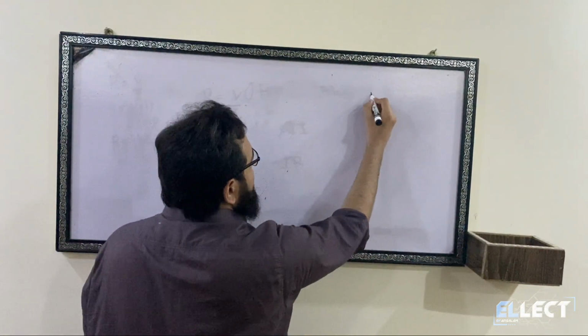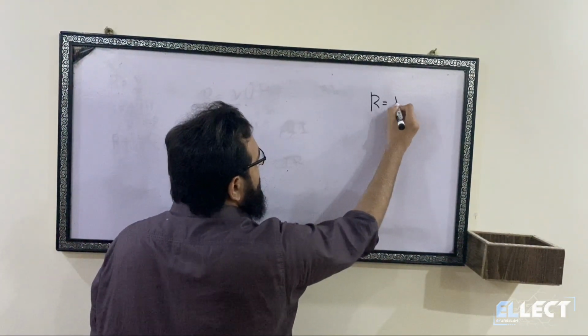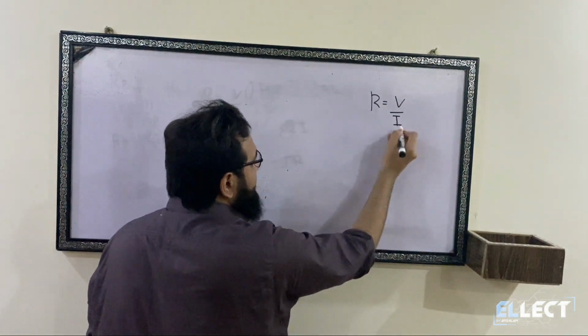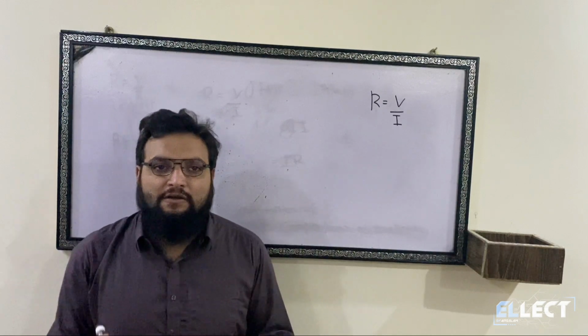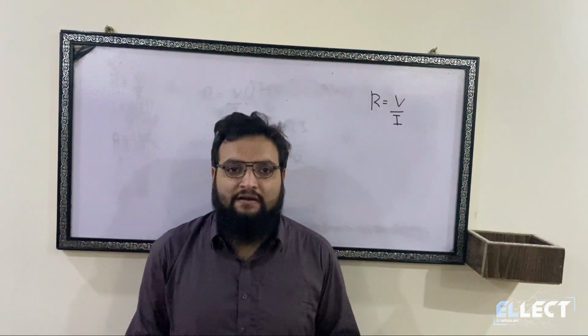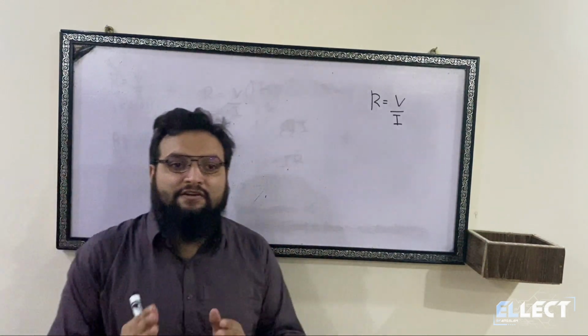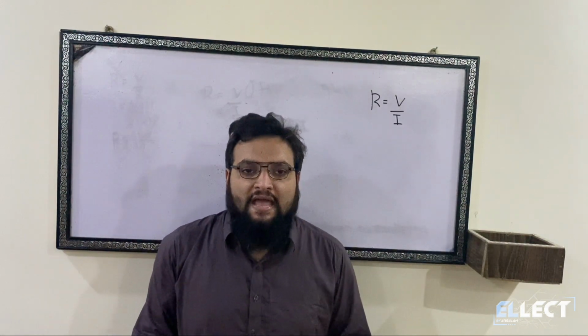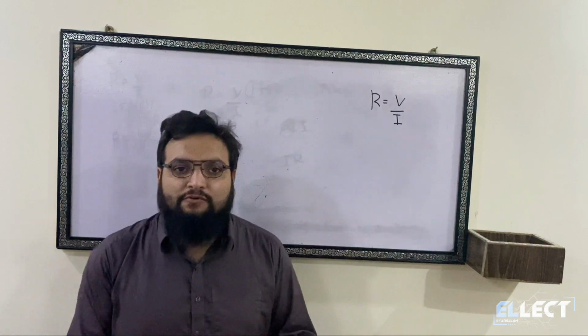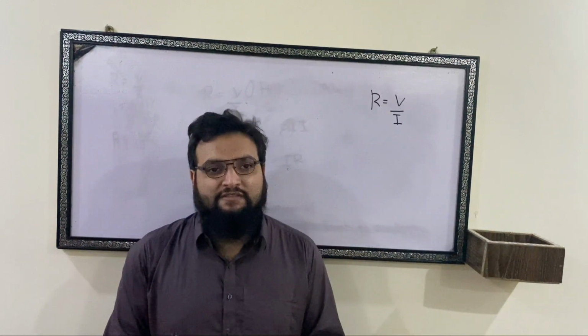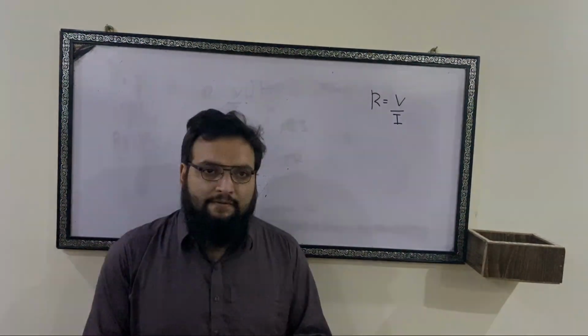From the expression R is equal to V over I, it is shown that if we want to increase the value of current, we have to decrease the resistance of the circuit. And if we want to decrease the value of current, we have to increase the value of resistance of the circuit.